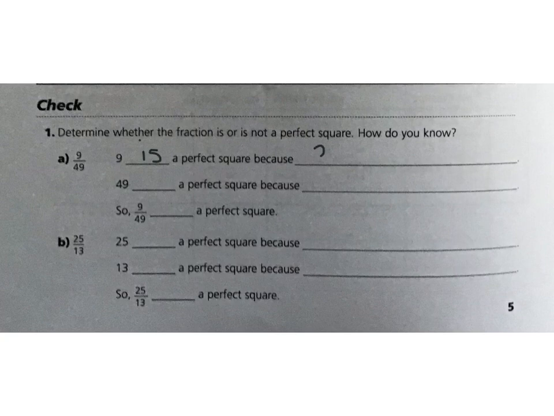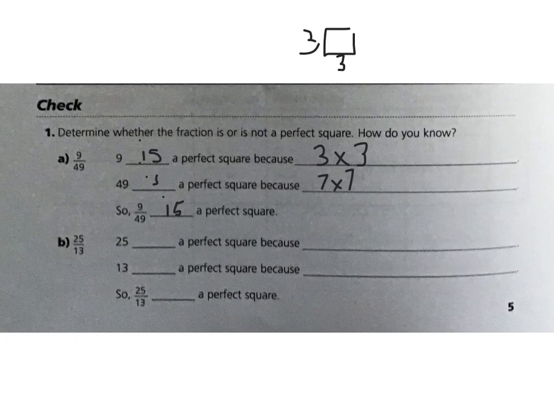So for 9 over 49, 9 is a perfect square, right? It's on our list. 3 times 3 makes 9. Okay, remember the idea of a perfect square is you could literally make the area of that by building a square with equal length times width. 49 is a perfect square. It's on our list. We get it by 7 times 7. So then 9 49ths works. It is a perfect square.